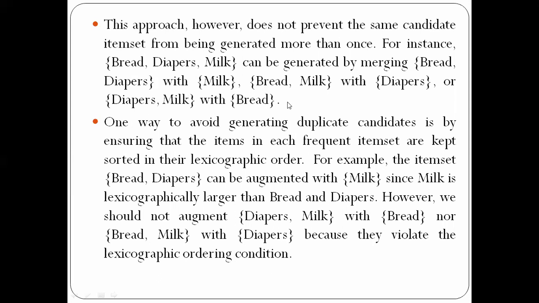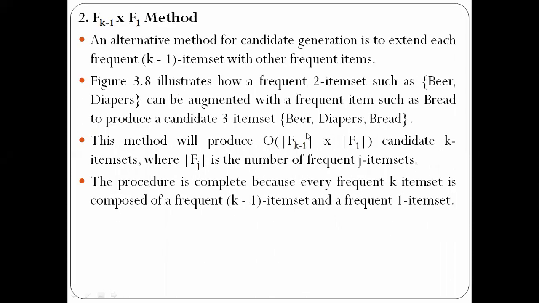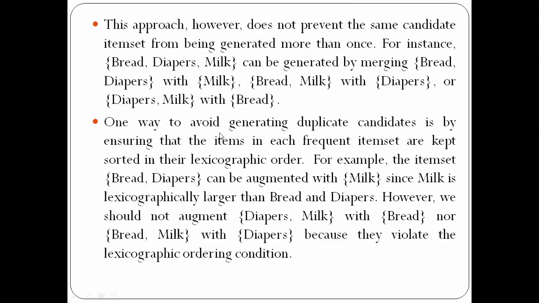All these combinations or merging is going to result in the same item set: bread, diapers and milk. So duplicate item sets, or the same candidate item sets, will be generated by this approach, that is Fk minus 1 into F1. That is one of the disadvantages. The second disadvantage is that the computational complexity is going to increase here. As I said, the complexity of this algorithm is |Fk minus 1| into |F1|. If you consider large frequent item sets and merge them, then the computational complexity is going to increase. That is also a disadvantage.